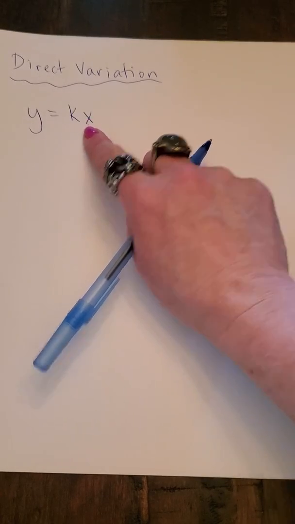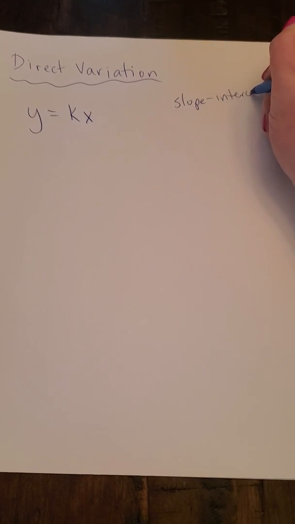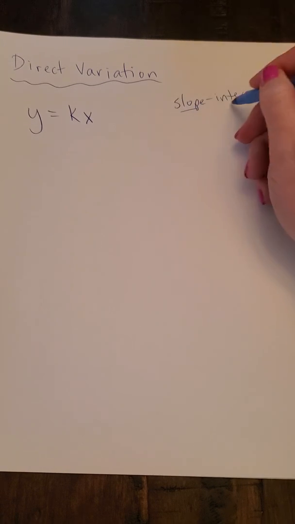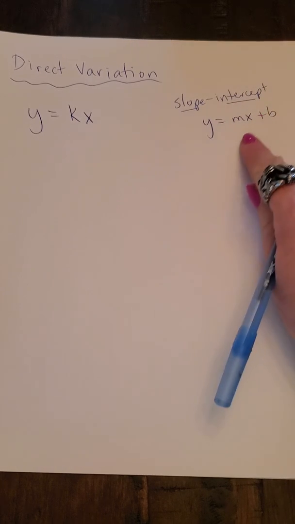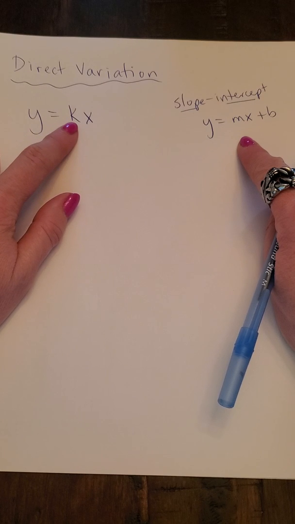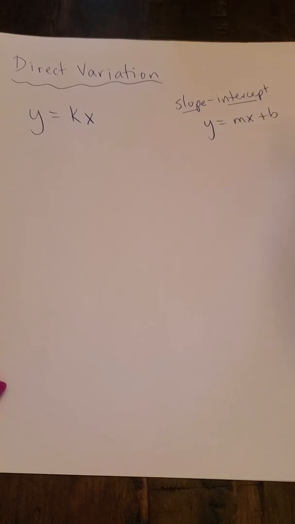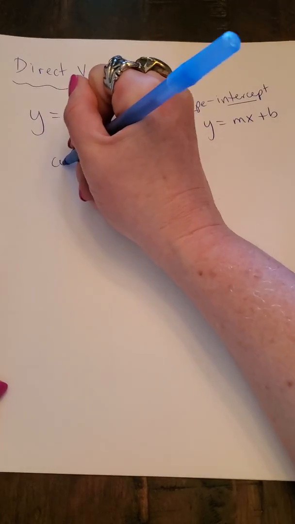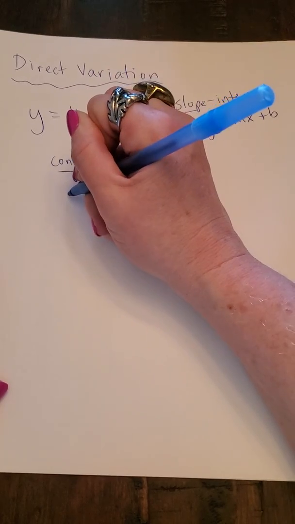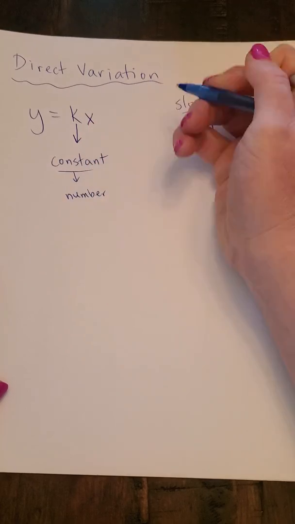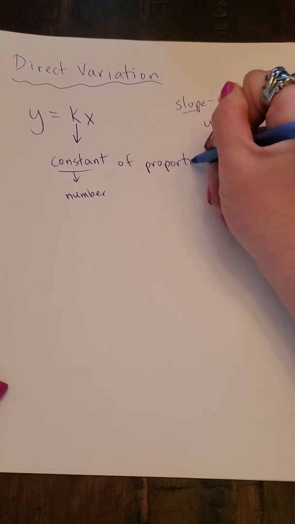Now, this is very, very similar to slope-intercept form. All right, and we've already discussed that. Slope-intercept form has a slope in it and an intercept, and that is y equals mx plus b. And if you look, they're very, very similar, but for some reason they change it to a k and not an m. So they don't call it slope, they call it a constant of proportionality. So this k is called a constant, and you know that constant means number. So the word constant means number. And so k means constant of proportionality. It's a long word. Make sure I spell it correctly.